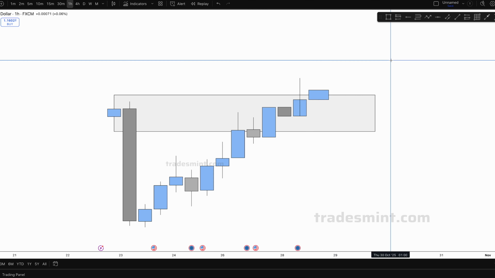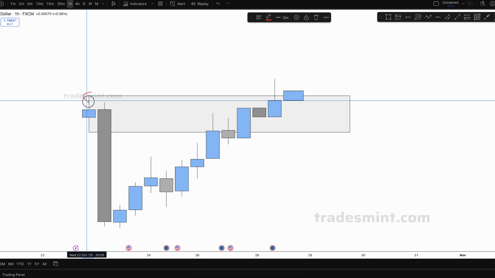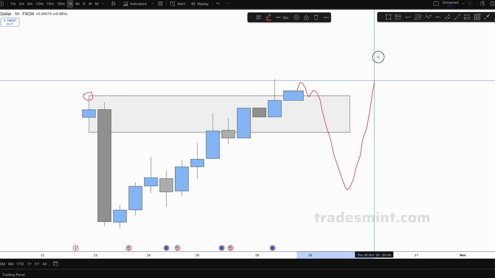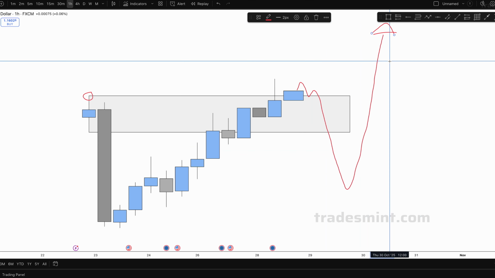Well, you might on the surface think this tells us the structure is breaking to the upside because we have indeed pushed over, as discussed, a structural high. So we could say, well, now that we've broken structure, we could actually look at buying pullbacks, okay? And lots of traders do this, and this is where they go wrong.